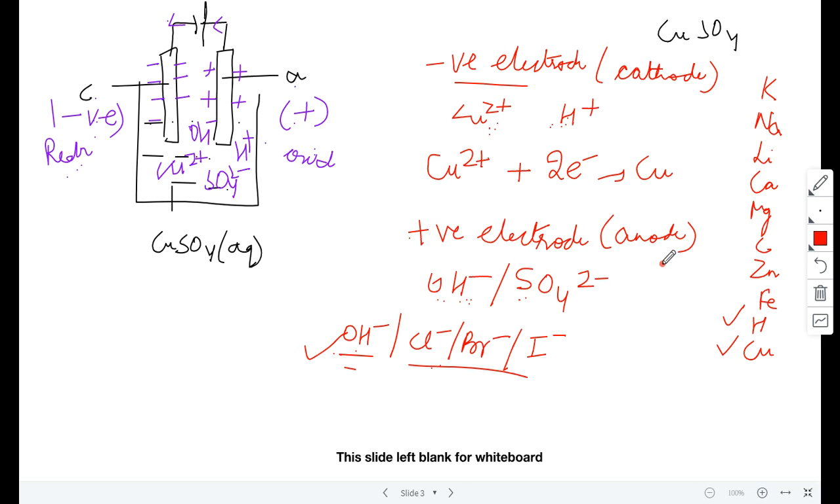And then for the anode, if there is a halide present, then that will go to the anode. But if there isn't, then OH minus will go to the anode. So is it clear to you? Yes. So let's try doing some questions. I think we can try now.